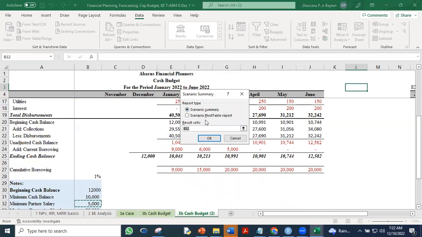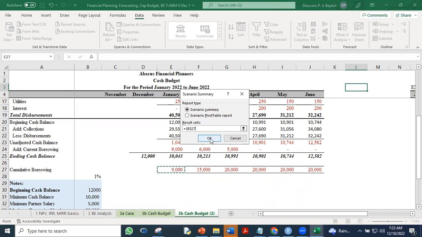Okay, we have a scenario summary, and let's see. I'm interested to know how much will be the borrowing on, let's say, the first month. Okay, so I can click this. I'd like to know how much is the borrowing on the first month. Okay, because the cumulative borrowing on January will be the actual borrowing because there is no previous borrowing, right?